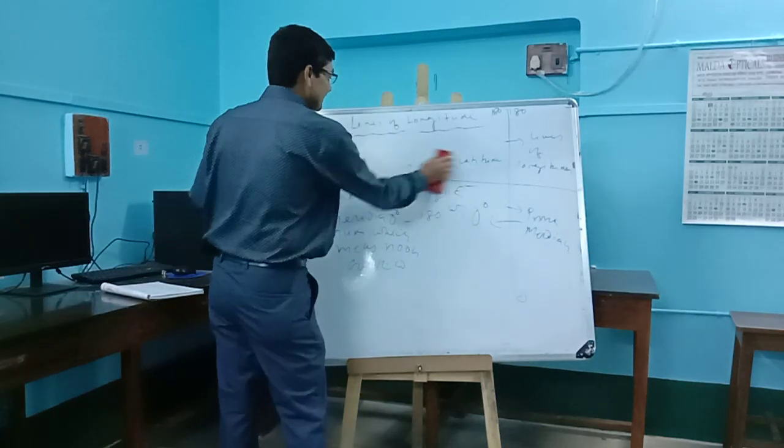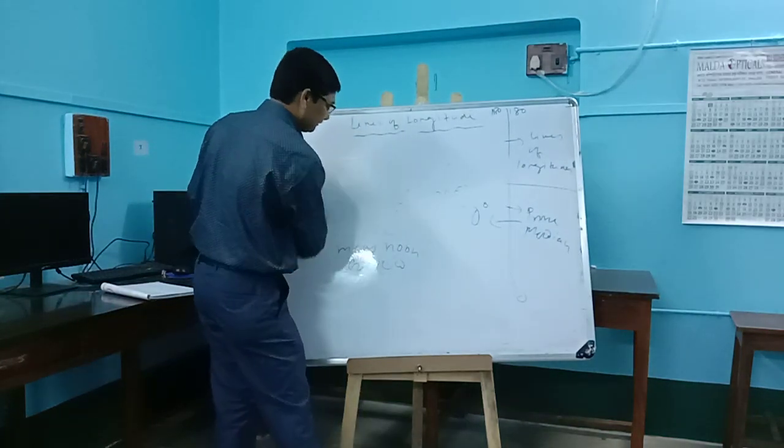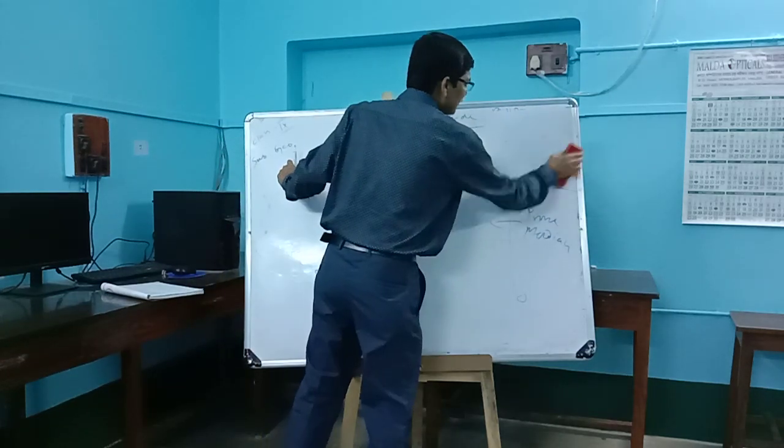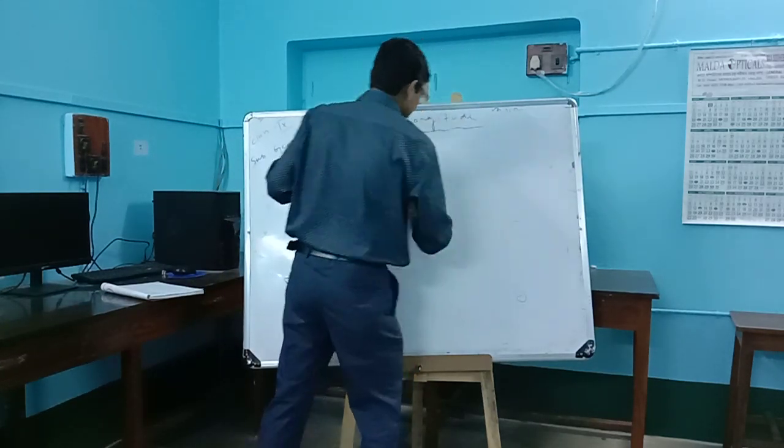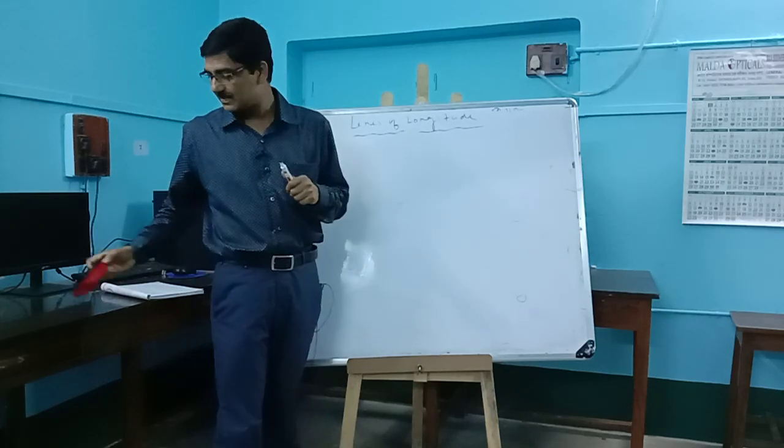If we look at the earth's surface, there are two segments. One is the east, the other is the west.